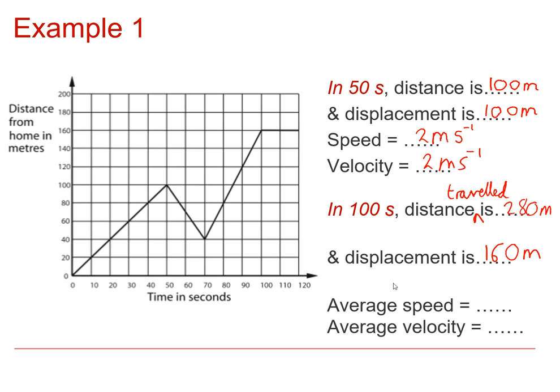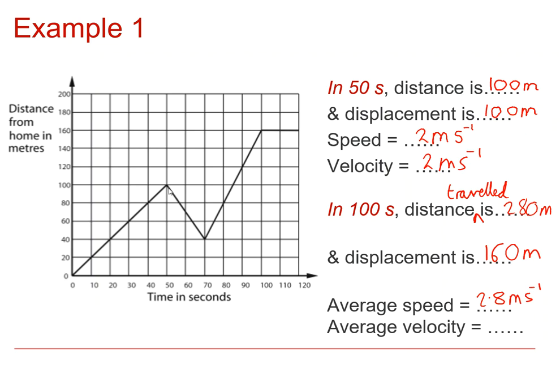Okay, so when you're dealing with average speed, obviously here the speed, even though she's travelling backwards, is positive. Speed is always positive. So in order to take account of that, what we need is to think about the distance travelled divided by the time taken to get to that 100 seconds. So that's going to be 280 divided by 100, so that's 2.8 meters per second.